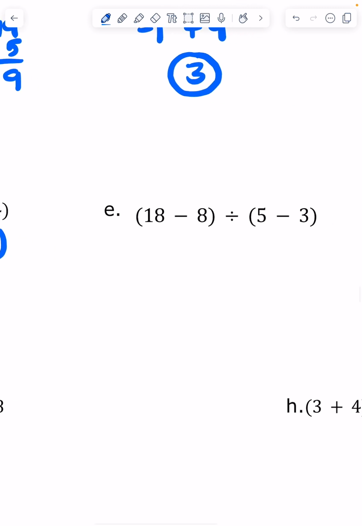E, parentheses 18 minus 8, close parentheses, divided by parentheses 5 minus 3, close parentheses. So 18 minus 8 is 10. And once you do what's in parentheses, you don't need to have them anymore unless you're multiplying, and then you can keep them. 5 minus 3 is 2. 10 divided by 2 is 5.